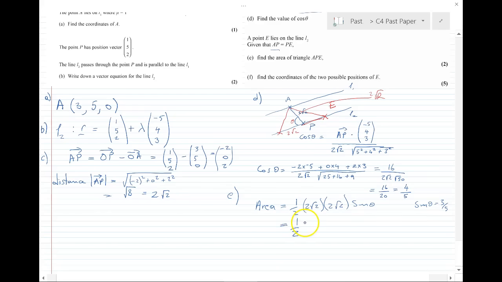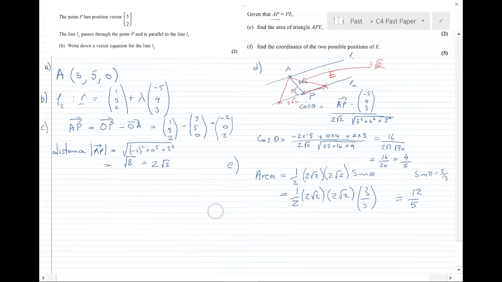But anyway, 2 root 2, 2 root 2, 3/5. So the 2 cancels here, and we've got root 2 times root 2, so we end up with 4 on the top times by the 3, which is 12 over 5, or 2.4.